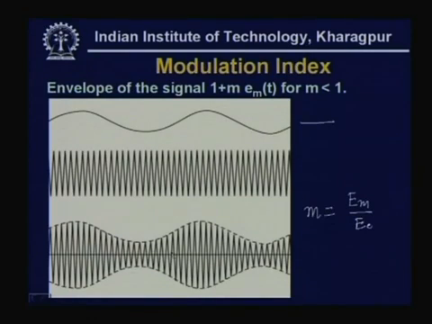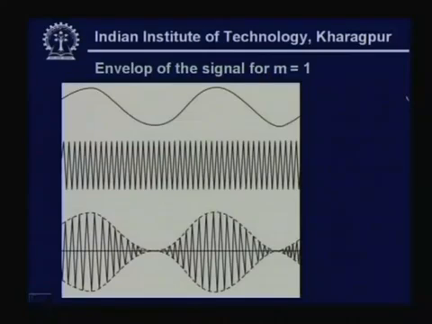Now, this kind of waveform you get whenever the value of M is less than 1. That means the maximum amplitude of the modulating signal is less than the maximum amplitude of the carrier. Then we get a waveform like this. Now, let us see what happens whenever you increase the modulation index. As you increase the value of M, as you can see here, the value of E_m has been increased compared to the previous diagram. So, here what has been done, E_m has been made equal to E_c.